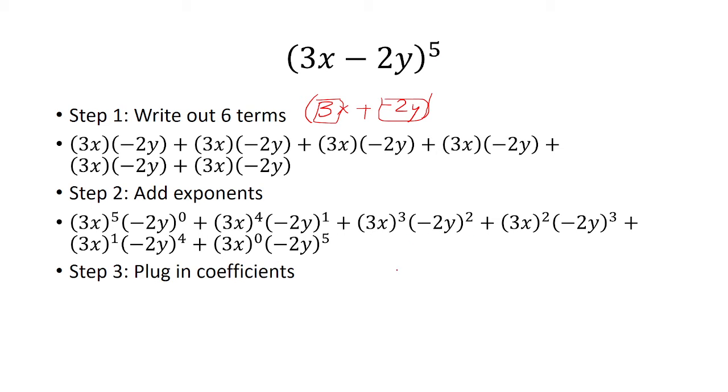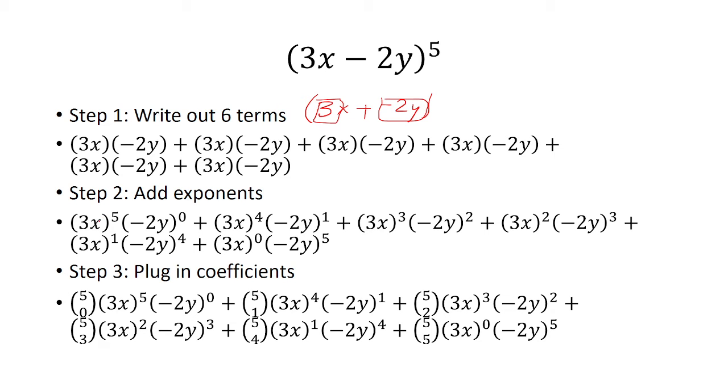Now I can plug in the coefficients. So I can do 5 choose 0, 5 choose 1, 5 choose 2, 5 choose 3, 5 choose 4, and 5 choose 5. The first number is always going to be whatever the exponent is. Then the second number starts from 0, ends up at 5.